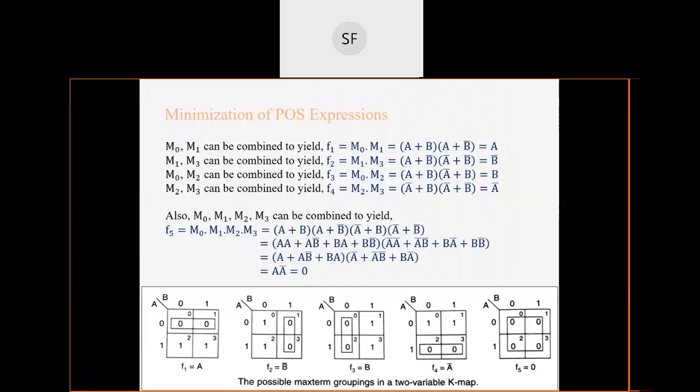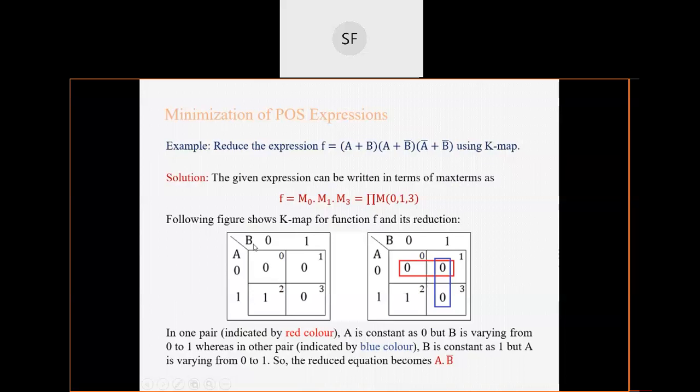Now we will just take a quick look at the numerical and then we will be done with the two variable K map. In the next lecture we will start with the three variable K map. So again this is the example. Now you have to observe, you have to read the first example: reduce the expression. This is the expression given, using K map. So you have to reduce this expression using K map.